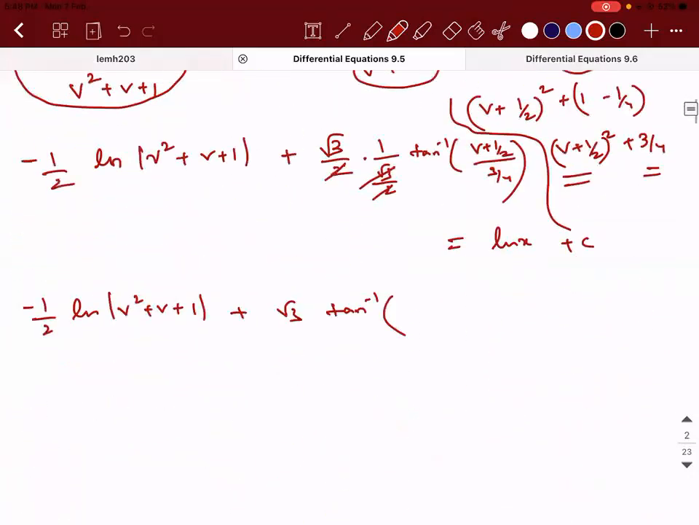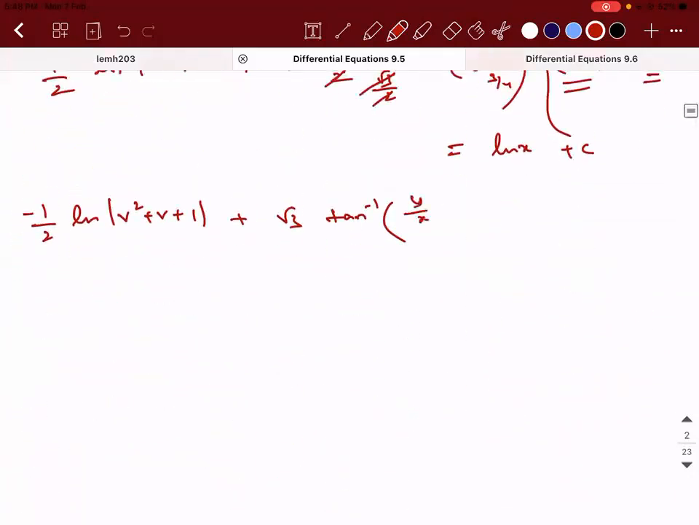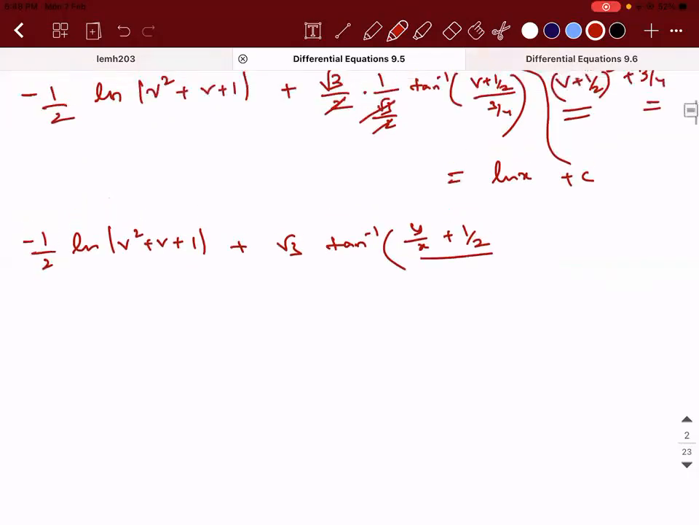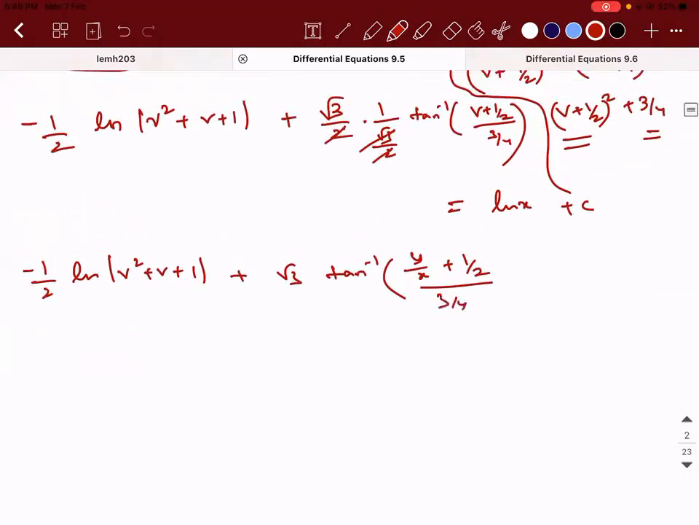In the place of v, I can replace it with y by x plus half divided by 3 by 4. So yeah, this will be equal to ln x plus c. Oh, here also I can do it. Sorry, guys. Here also v square, no? So y square by x square plus y by x plus 1. This is what happens. So now you will be able to solve this.